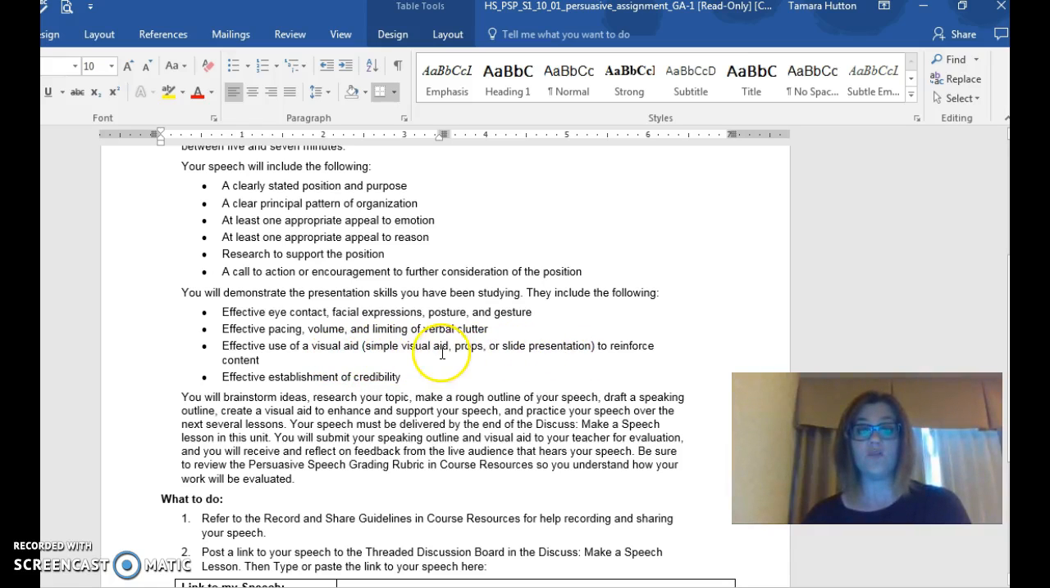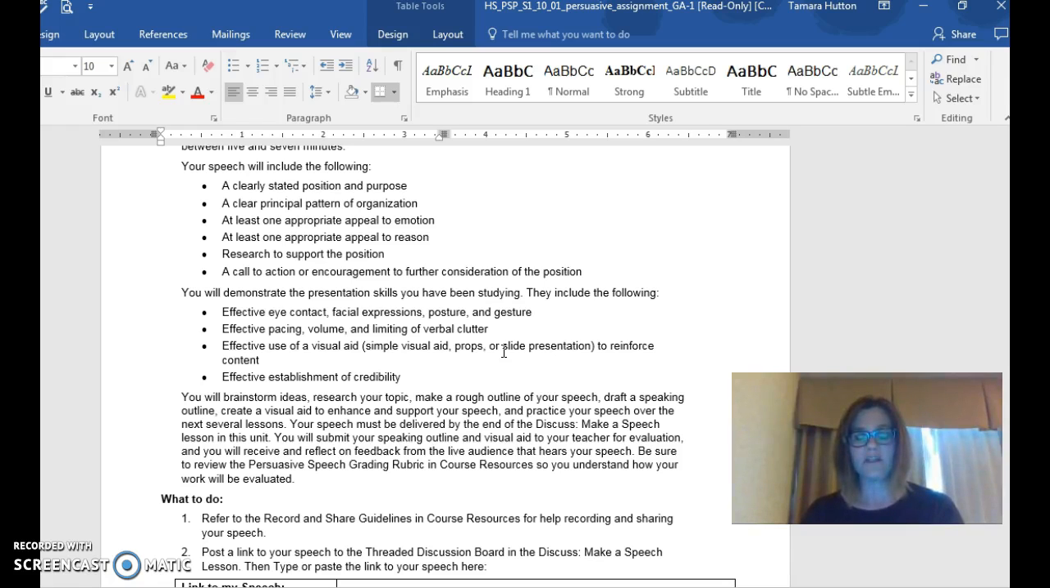You do need to have an effective use of a visual aid, so make sure that you have a visual aid. Now, you can use a visual aid, props, or you can use a slide presentation like PowerPoint and include pictures there. You can use the PowerPoint presentation or not, but you must have a visual aid. If you use a prop or some sort of visual aid, you don't have to do the slide presentation. If you prefer to do the slide presentation, then you can use that, but I do expect to see pictures on a slide presentation as well.